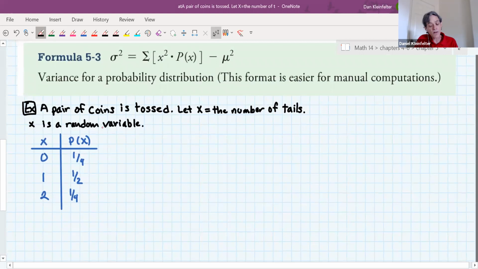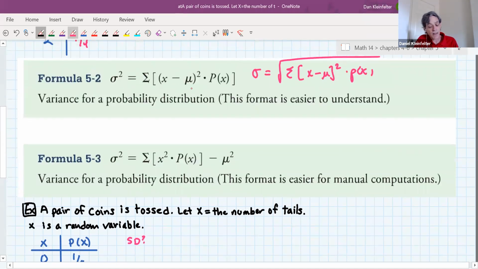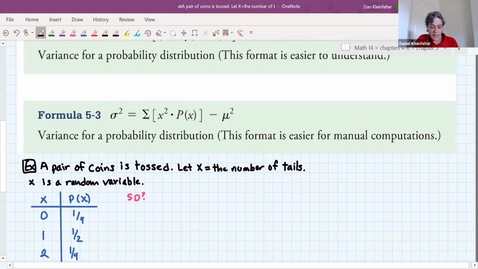Okay, so let's try it. Back to our pair of coins again. X is the number of tails. We've got our random variable here. We want to get the standard deviation. There's two different formulas for the variance and standard deviation. They're equivalent algebraically. The first one I think is easier to understand. Deviation from the mean, you square them, multiply them by the probability, and then add them up. The second one can be easier to calculate with if you're doing the calculations by hand.